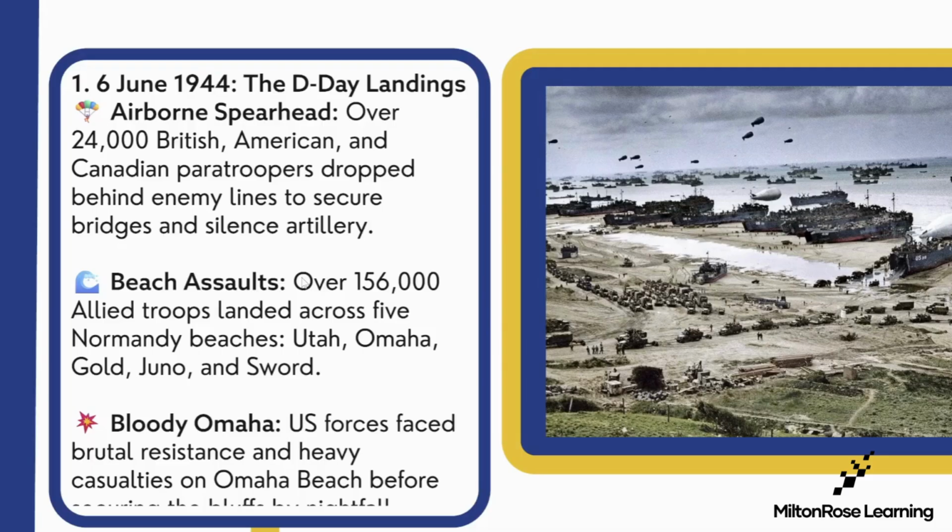Beach assaults then, so over 156,000 Allied troops landed across 5 Normandy beaches, which you can see. Some just walked across and there was no resistance. Others, like at Omaha Beach, suffered tremendous casualties because the Germans were there ready to kind of mow them down. So it was a bit of a mixed bag on the beach assaults.